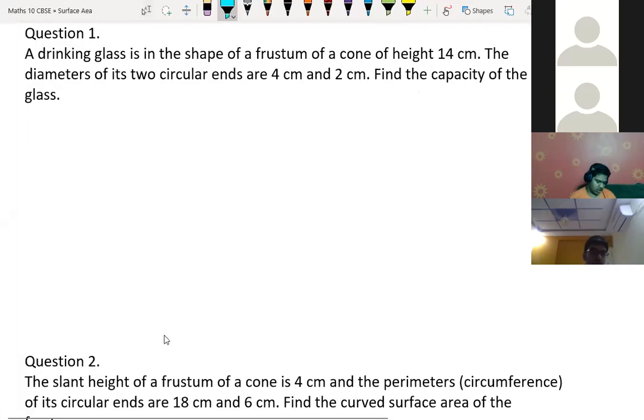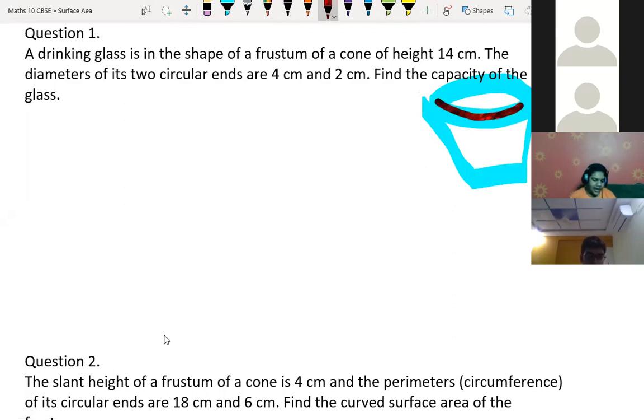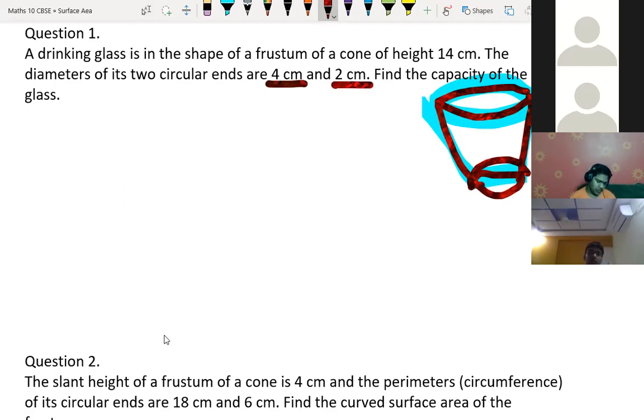So first you just draw the diagram, how it looks like. So this is your glass. So it's an inverted frustum. Yes, sir, inverted, sir, because the lower part is smaller, right? See here, two circular ends, 4 and 2 centimeter. Drinking glass, no? This is not correct? Samarth? Sir, it is correct, sir.